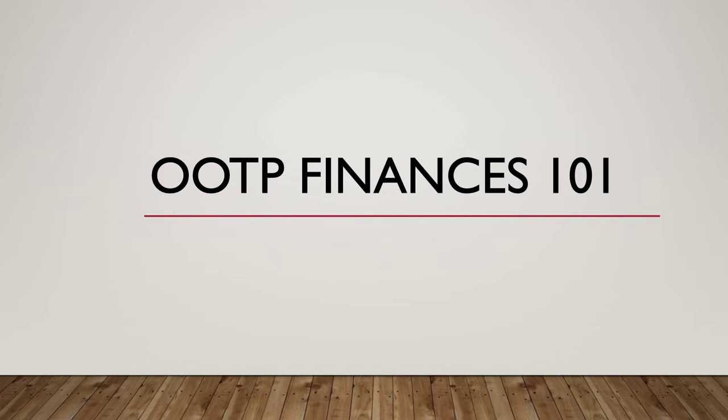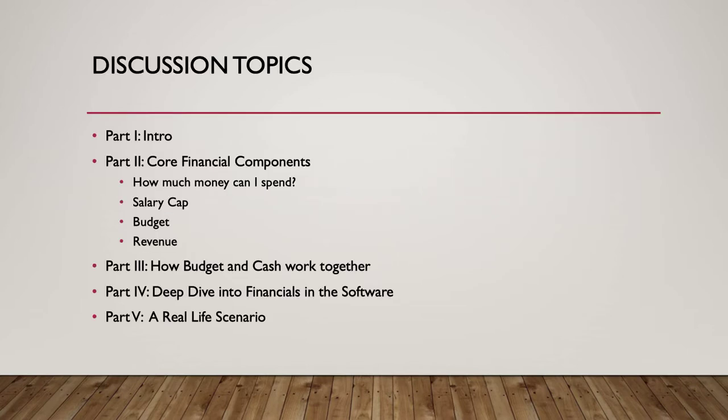So without further ado, let's see what we got here. We'll just do a quick intro of where to find financial information in the Out of the Park Baseball software. Then we'll talk about core financial components. Really, the overlying question there that we want to answer is how much money can I spend? How can we understand what the three components are? There are three separate components, but how do they work together? And how can we use that information together to get a better idea as to whether we really can spend that money on that free agent or on that contract extension or not?